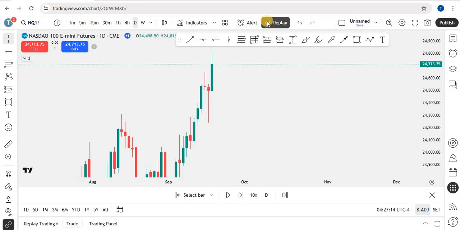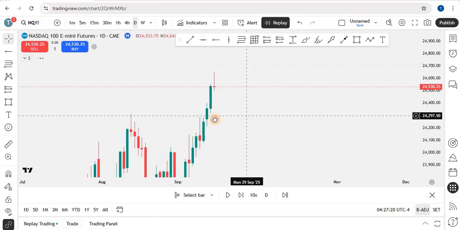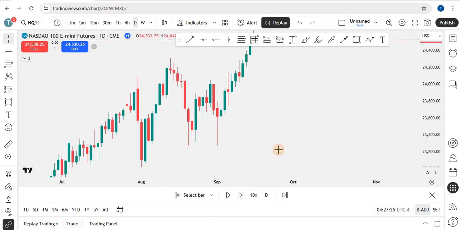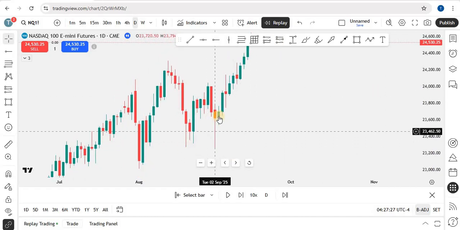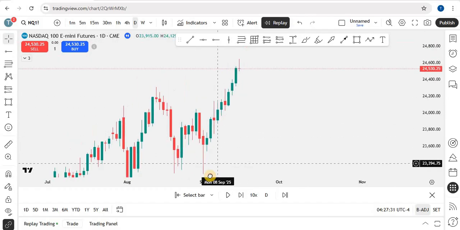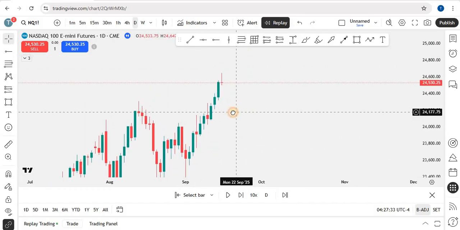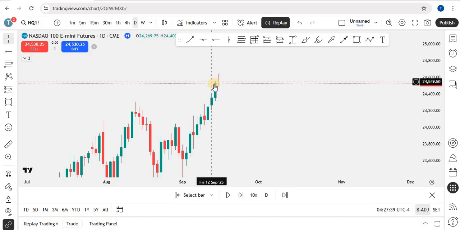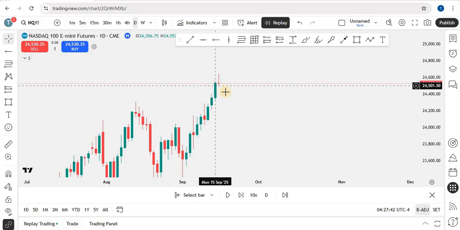So let's first start with the marking of the area. First of all, you see the price is bullish. It took the liquidity of these lows, okay, and then ran above. Before the FOMC on Wednesday the 17th of September, on the 16th of September, you see the price closed below the previous candle.